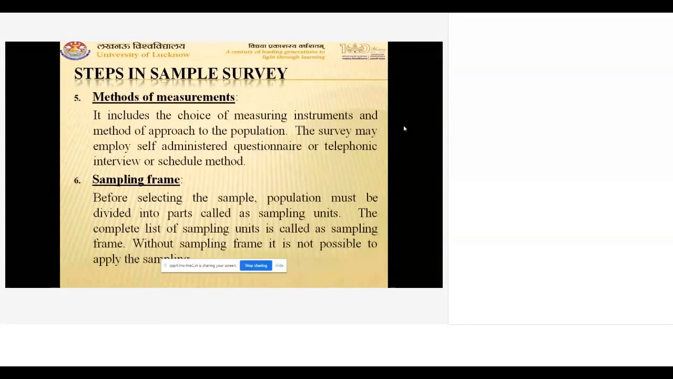Now, next we define the sampling frame. Sampling frame is nothing but the complete list of the individuals in the population from which the sample is to be selected. That is, the complete list of the individuals in the sampled population. Without a sampling frame, it is not possible to draw a sample which is a good representative of the population.